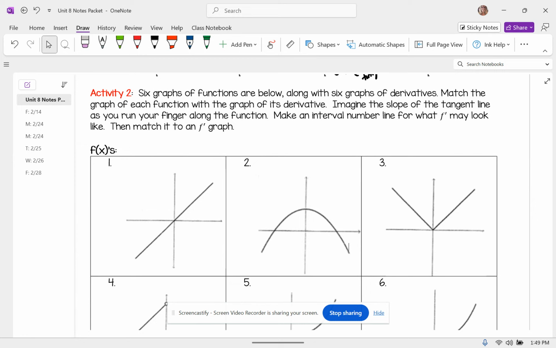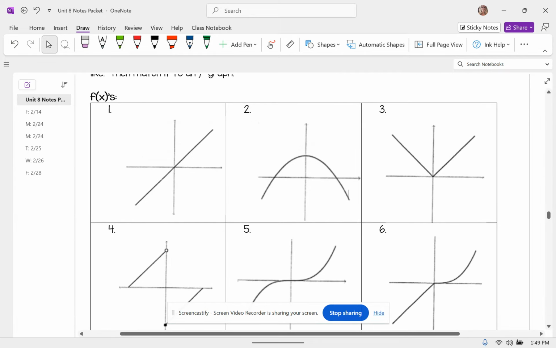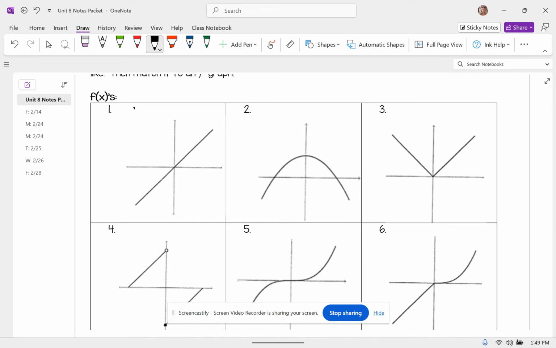Imagine the slope of the tangent line as you run your finger along the function. Make an interval number line for what f prime may look like, then match it to an f prime graph. So, in the original graph here, f of x, what type of function is this? He's linear.